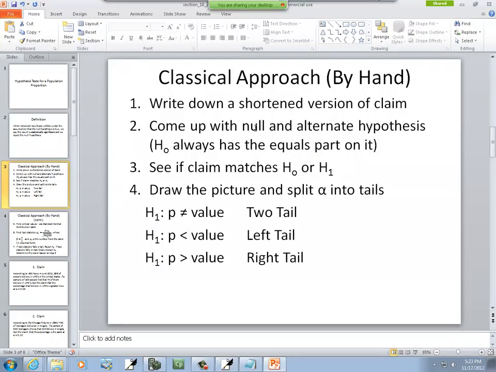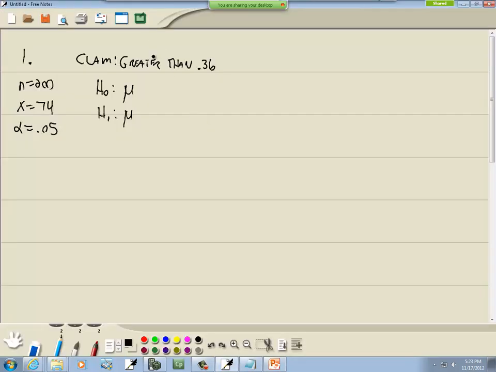Step 2, come up with a null and alternate hypothesis. H naught always has the equals part on it. Well, with greater than here, that implies, of course, the greater than symbol, and that goes on H1, and then this will be less than or equal to. The only symbols you can put on H1 are less than, greater than, or not equal to. The only symbols you can put on H naught are less than or equal to, greater than or equal to, or equal to. So when this one is greater than, I knew it had to go down here on the H1.